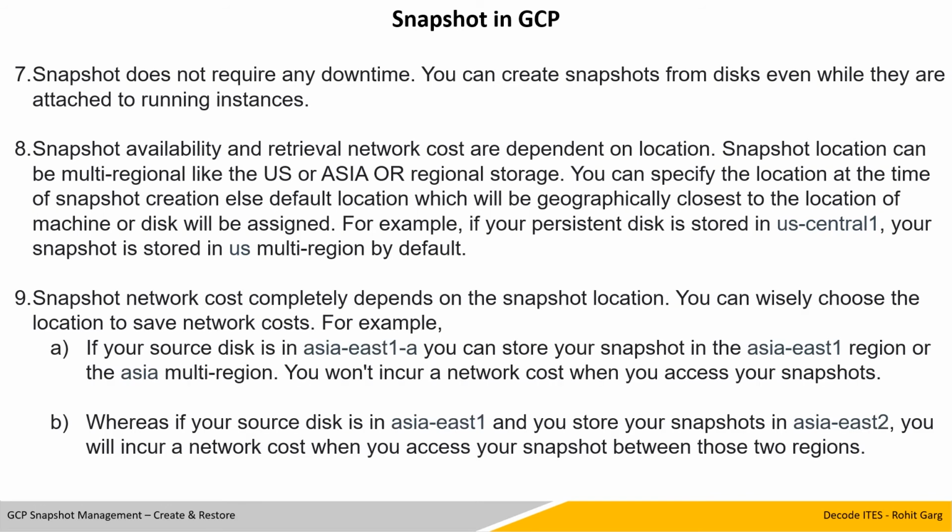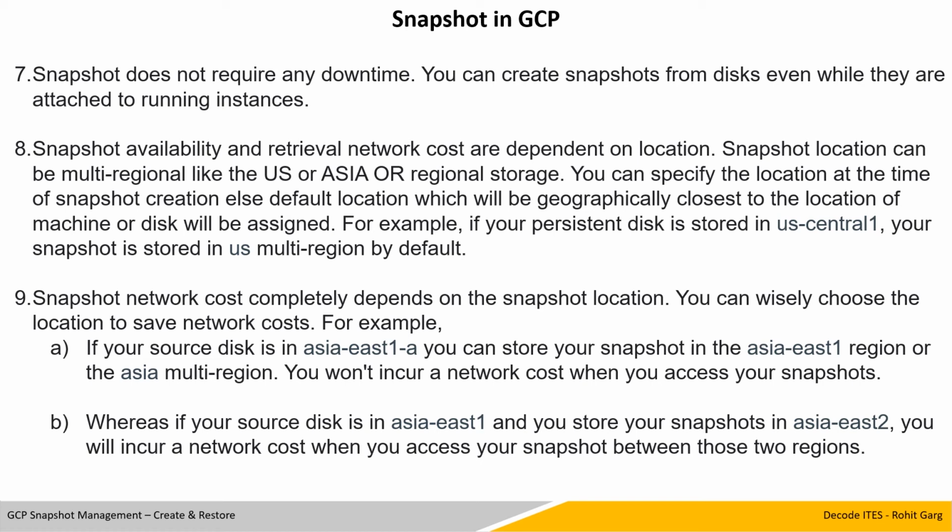Snapshot network cost completely depends on the snapshot location. You can wisely choose the location to save the network cost. For example, if your source disk or instance is in Asia East 1, you can store your snapshot in the Asia East 1 region or the Asia multi-region. You would not incur a network cost when you access your snapshot from these locations.